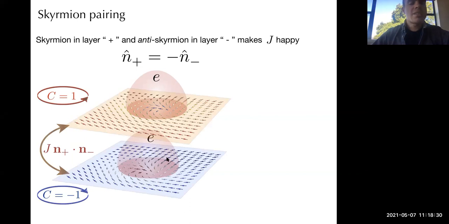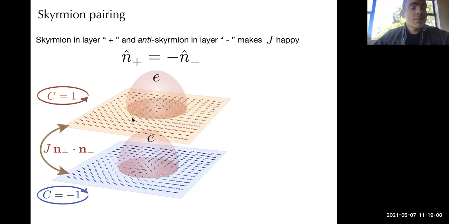However, suppose I instead make a skyrmion in the top layer and an anti-skyrmion in the bottom layer, which is related by just taking the spin texture and flipping it. So let's suppose that the fields are just locked equal and opposite in the two layers. Now the anti-ferromagnetism is perfectly happy everywhere, because it wants N in the top layer to be opposite to the bottom layer. So J is now happy.